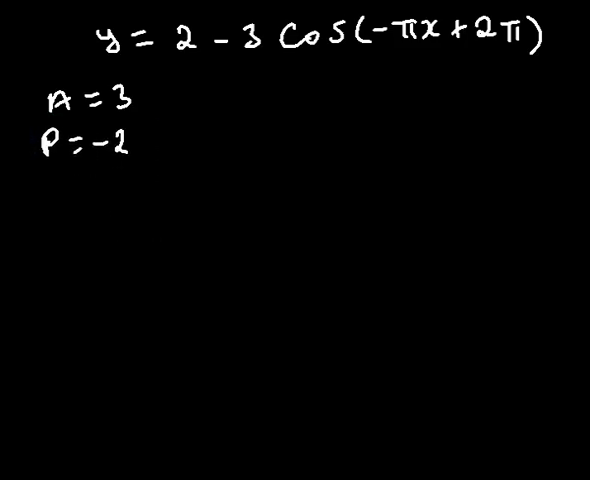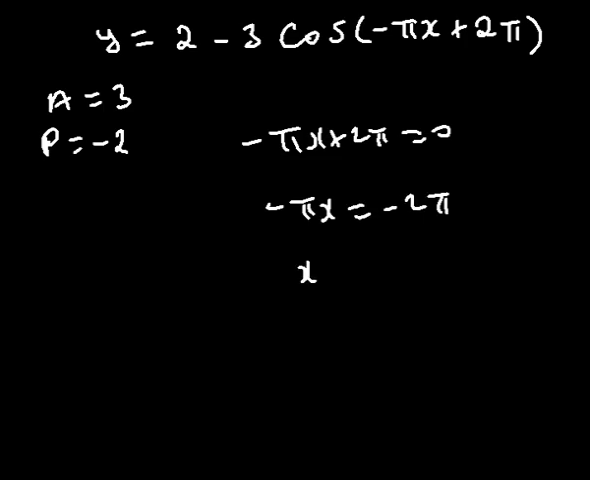And now I have to calculate the phase shift. That is negative pi x plus 2 pi is equal to 0. Therefore, negative pi x is equal to negative 2 pi, and that corresponds to x being the positive 2. So that is the phase shift, x is equal to positive 2.